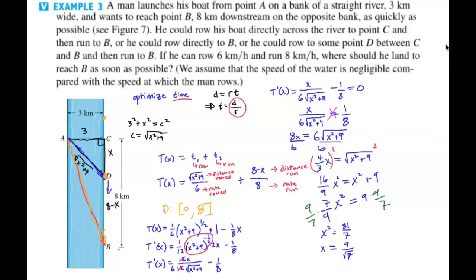All right, we have one critical value. And this is a closed interval. So rather than use the number line and verify that this is a minimum, I'm going to use the closed interval method, which is just, we're going to test the endpoints in our time function. And whichever one gives us the least amount of time is going to be our minimum, right?